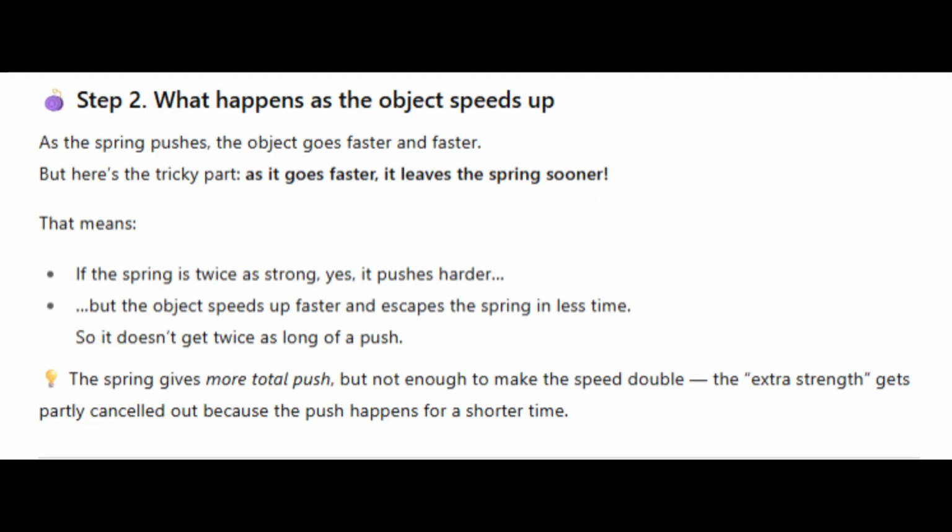Step 2. What happens as the object speeds up? As the spring pushes, the object goes faster and faster. But here's the tricky part. As it goes faster, it leaves the spring sooner. That means if the spring is twice as strong, yes, it pushes harder. But the object speeds up faster and escapes the spring in less time, so it doesn't get twice as long of a push. The spring gives more total push, but not enough to make the speed double. The extra strength gets partly canceled out because the push happens for a shorter time.